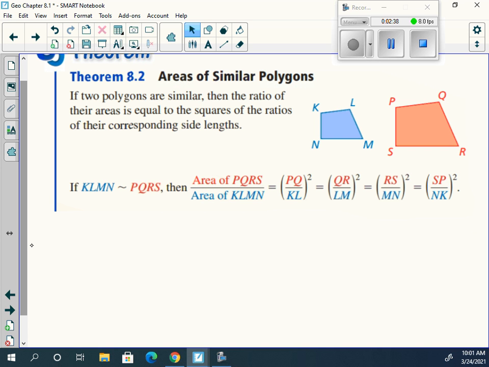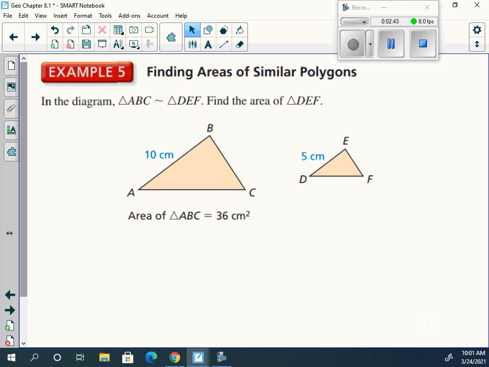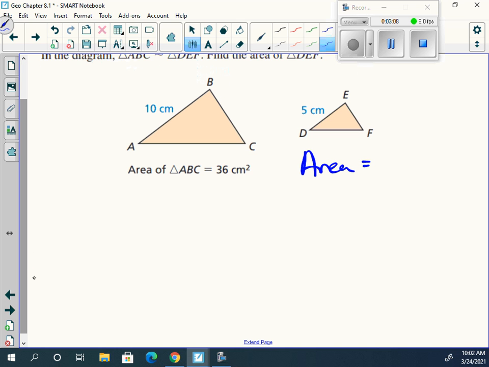You're ready to look at an example of this. In the figure here, triangle ABC is similar to triangle DEF. Find the area of DEF. Because this is what we want to know. We want to know the area of the smaller figure. Well, we know the area of the bigger figure is 36. So just like what we did yesterday, we can set this up as a proportionality of fractions.